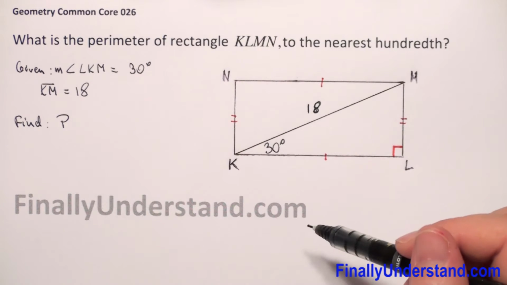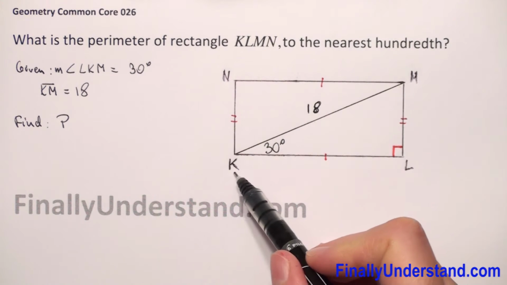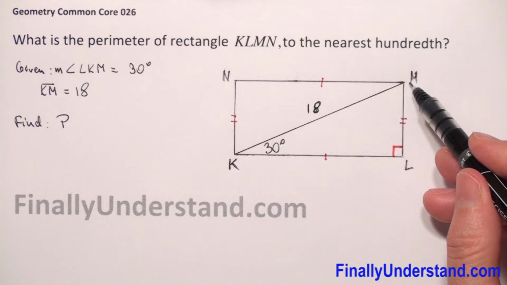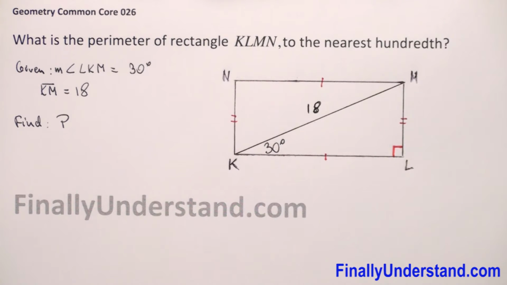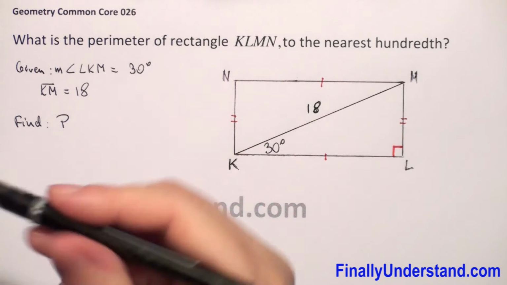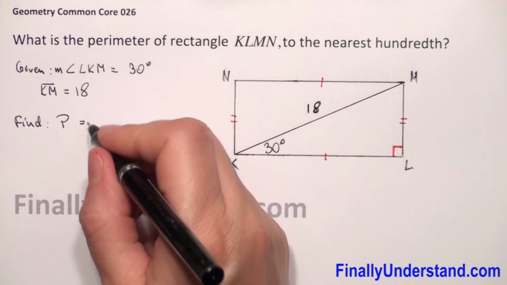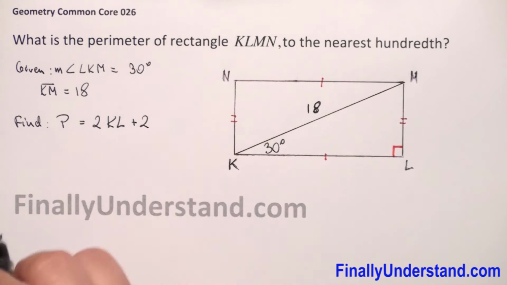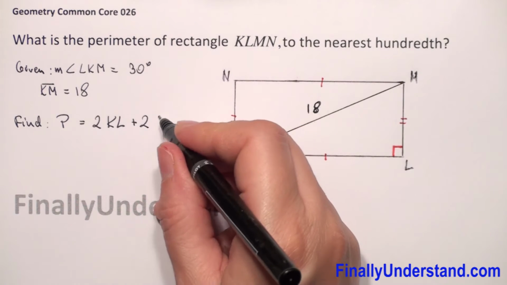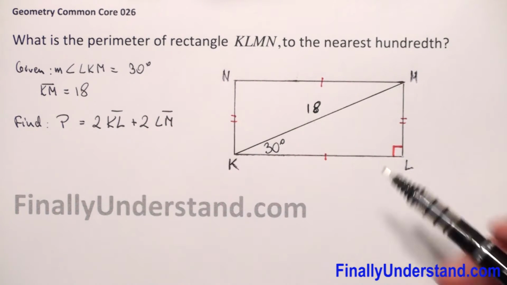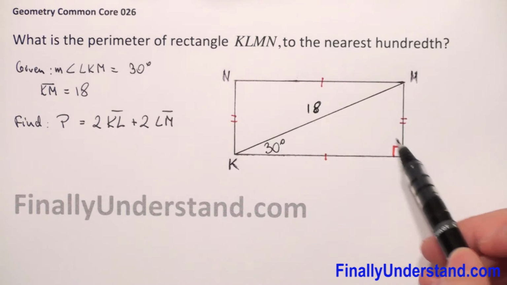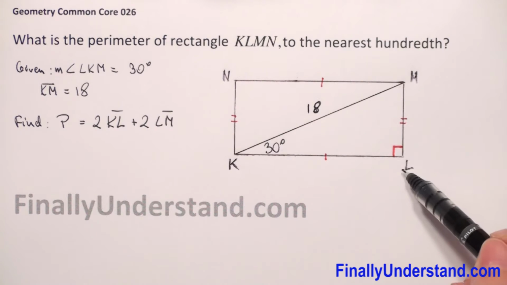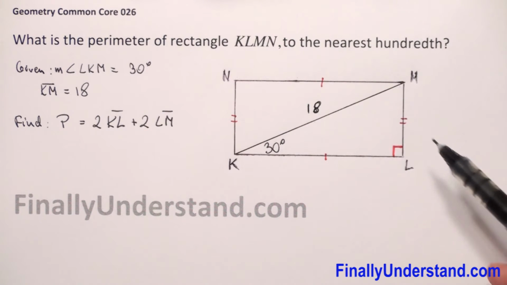To find the perimeter, we have to find the side KL. When we have KL, we will have NM. And side LM, when we have LM, we will have KN also. So the perimeter, we can write that this is 2 times side KL plus 2 times side LM. Because we have here a right triangle, we will use trigonometric functions to find the measure of KL and LM.